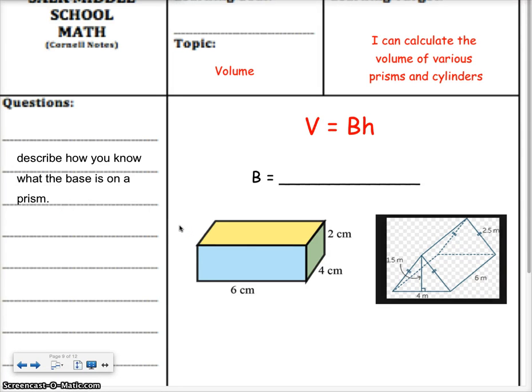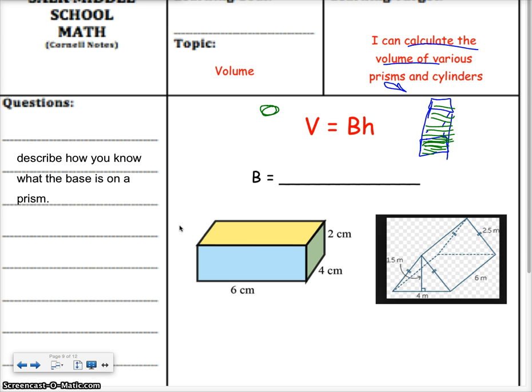We are moving on to being able to calculate the volume of various prisms and cylinders. That's what you're going to be able to do today. So volume, you need to remember, is filling something up. When I take the volume of something, let's say I have this rectangular prism, and I wanted to know what's the volume of it, well, you would have to fill the bottom up, right? And then you would have to fill it up however tall it is. It is completely filling something up.